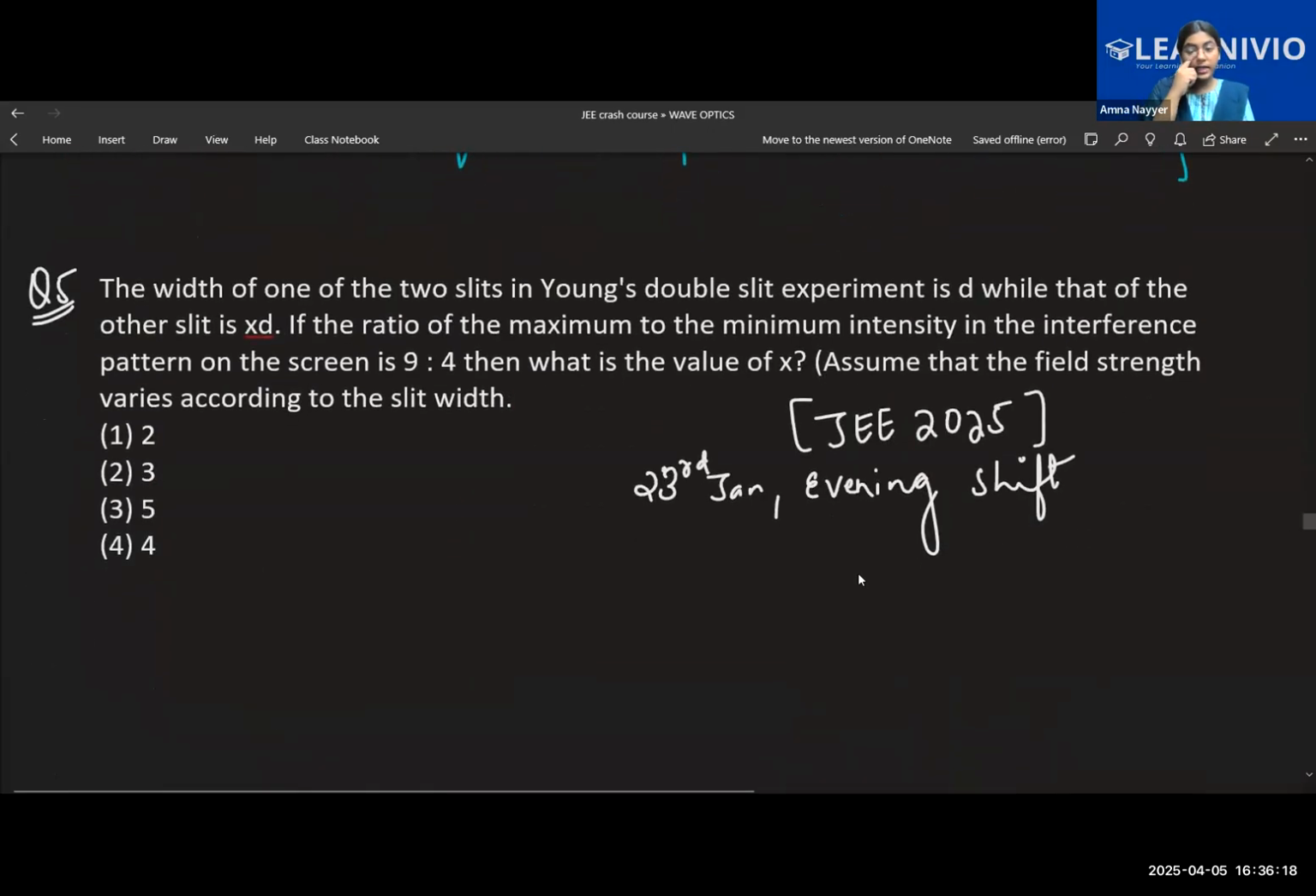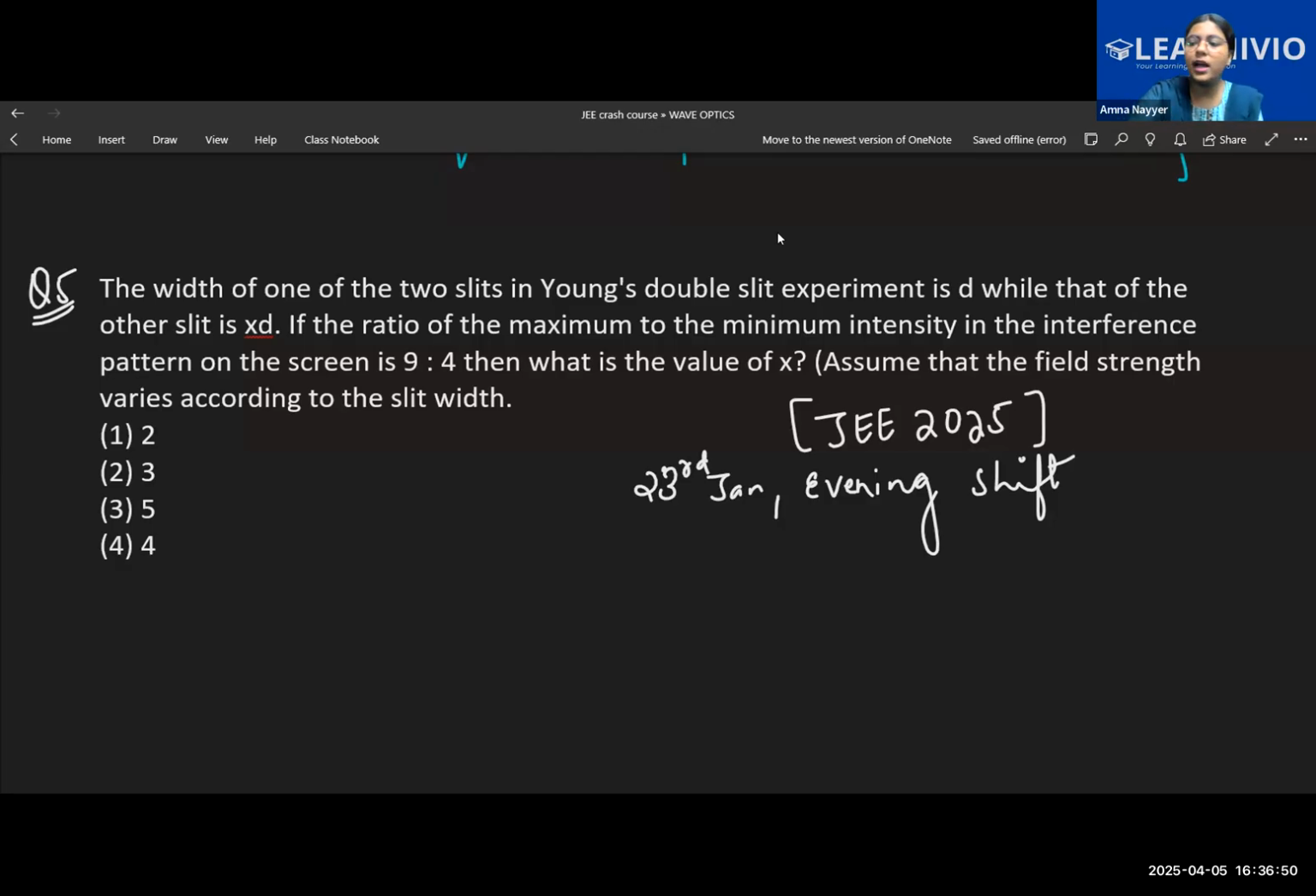Okay. One question from your 2025 paper, 23rd Jan. This says the width of one of the two slits in Young's double slit experiment is D, while that of the other slit is XD. Now, if the ratio of the maximum to minimum intensity in the interference pattern on the screen is 9:4, what is the value of this X? This is what is being asked.